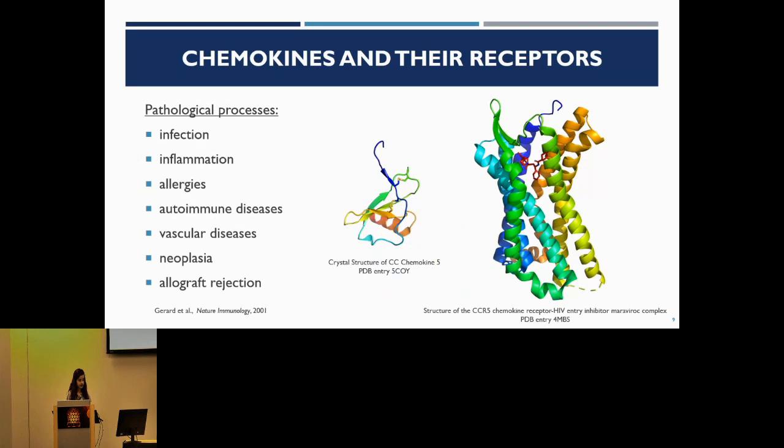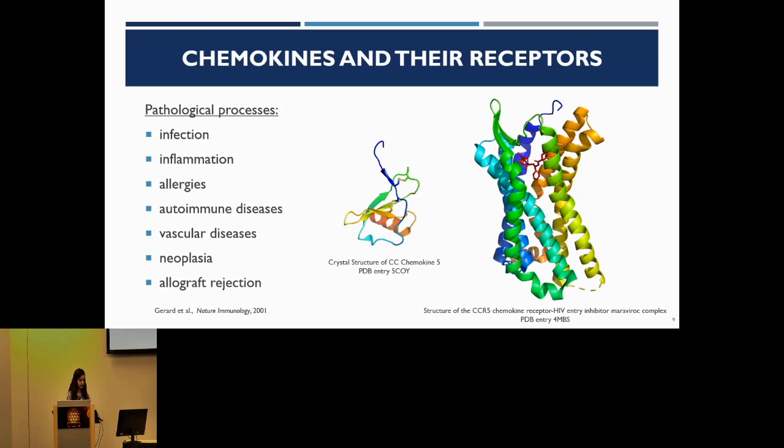So we first tested our machine learning algorithms on chemokine receptors, and chemokines are small proteins that are known to participate in the transport of leukocytes to injured areas of the body. They're known to play a role in numerous pathological processes, and because of this, their receptors are promising drug targets for the treatment of conditions such as inflammation, allergies, autoimmune diseases, vascular diseases, and allograft rejection, for example.